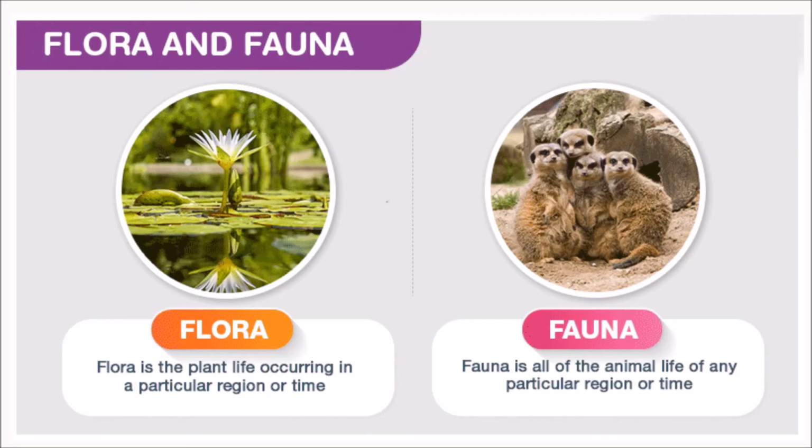Flora and fauna. Flora is the plant life occurring in a particular region. Here region means area or time. Fauna is all of the animal life of any particular region. Here region means area or time.